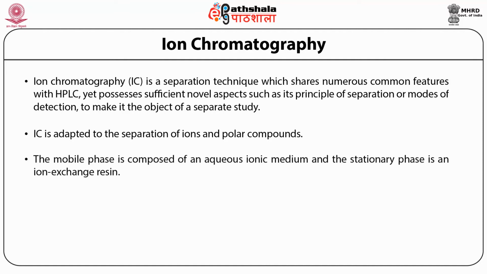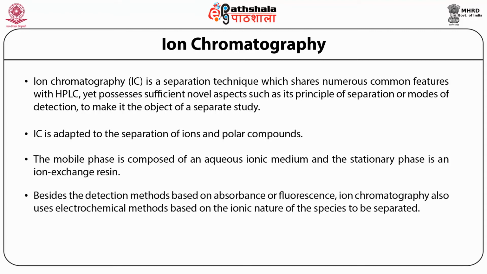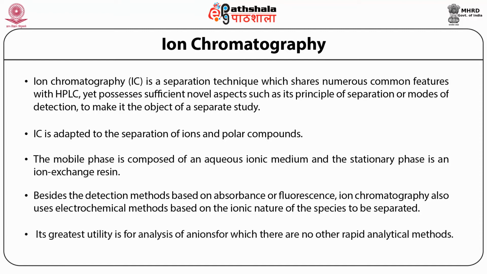The mobile phase is composed of an aqueous ionic medium and the stationary phase is an ion exchange resin. Besides the detection methods based on absorbance or fluorescence, ion chromatography also uses electrochemical methods based on the ionic nature of the species to be separated. Its greatest utility is for the analysis of anions, for which there is no other rapid analytical method.